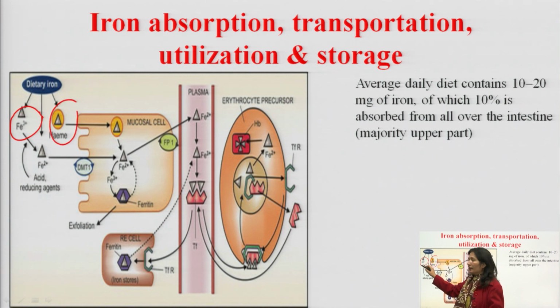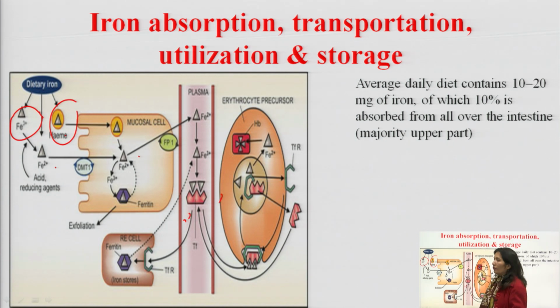This is non-heme iron. Heme is absorbed as such through the mucosal cell, but ferric is converted into ferrous, and this ferrous, by utilizing the DMT1 transporter which is present on the intestinal mucosa, is absorbed inside the mucosal cell. Now, this ferrous, with the help of ferroportin, is transported to the plasma.